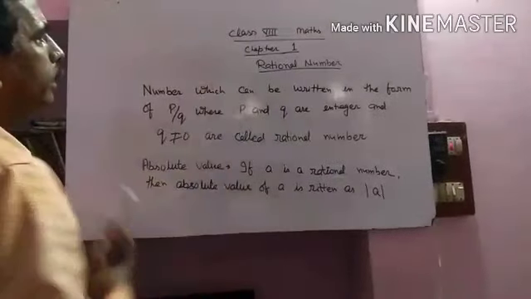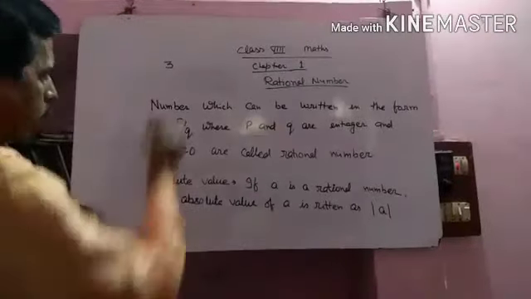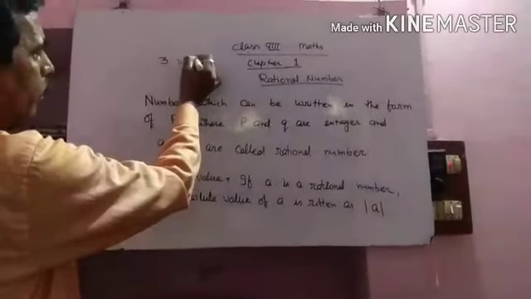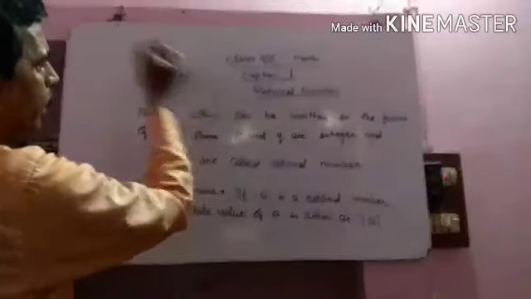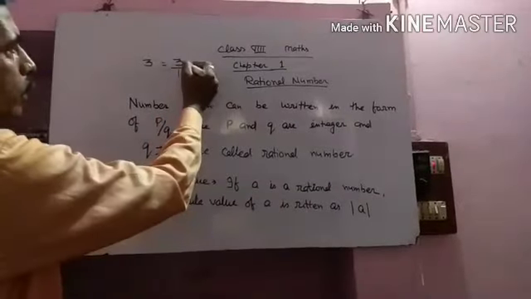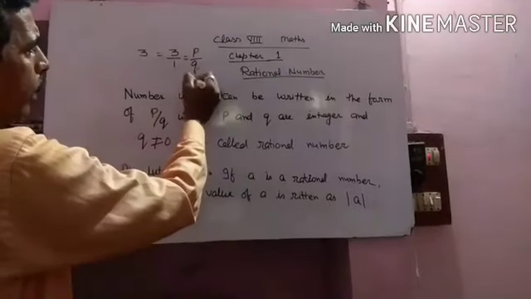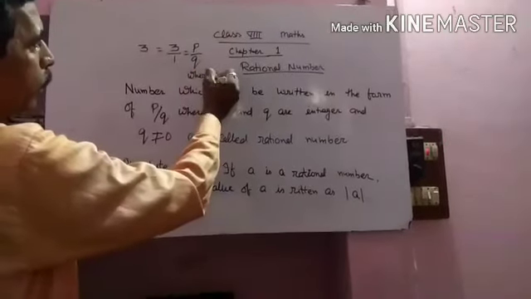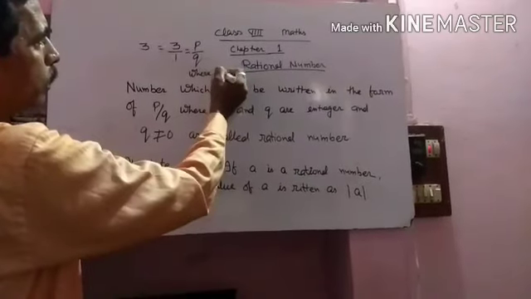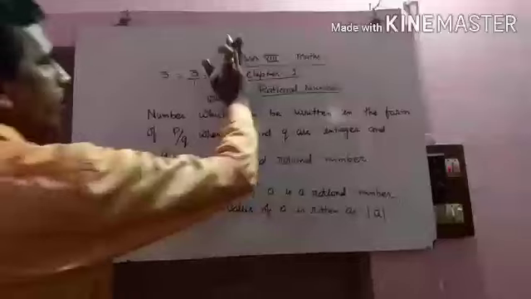Suppose some number is not clearly visible in terms of p by q, as here 3. Of course, 3 is also a rational number because you can write 3 by 1. The value will not change, it will remain 3. So it is written in the form of p by q, where q is not equal to 0. So 3 is also a rational number.